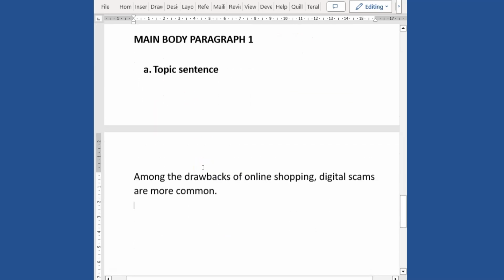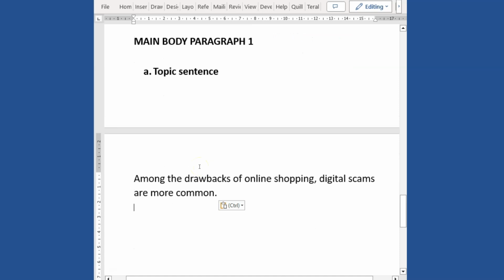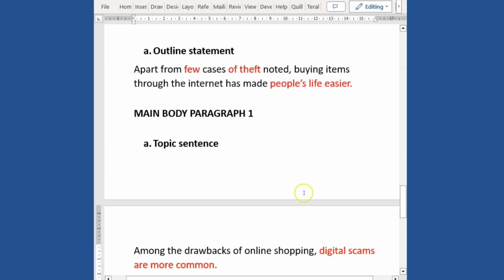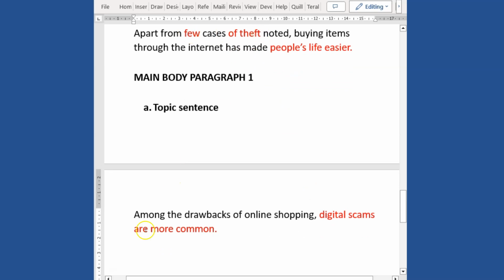This is the topic sentence we're going to deal with for our body paragraph 1. Among the drawbacks of online shopping, digital scams are more common. As you can see here, talking about scamming, where people try to lure you in such a way that they will get your money online. As I said, it's theft cases, so I'm going to just start with that. Among the drawbacks of online shopping, digital scams are more common.